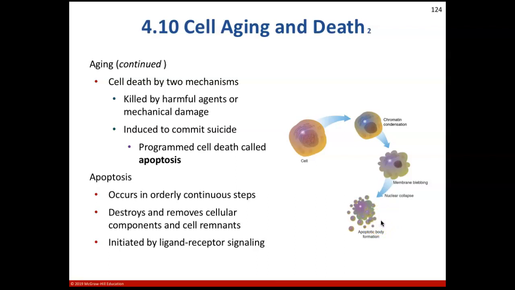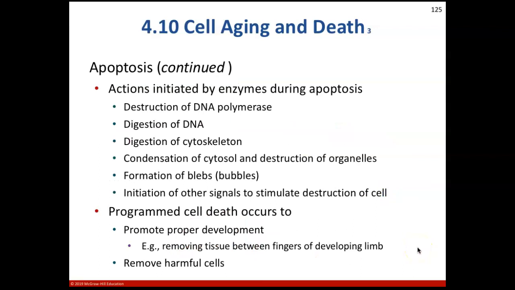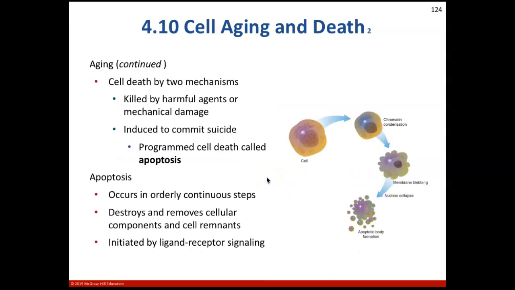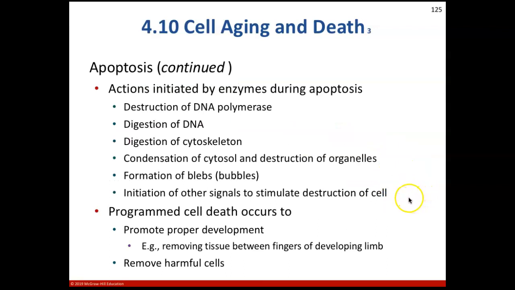It's initiated by the ligand receptor signaling that we talked about in our previous sections. Our actions are initiated by enzymes during apoptosis. So we will have destruction of the DNA polymerase, digestion of DNA, digestion of the cytoskeleton. We'll start to see condensation of the cytosol and destruction of organelles, formation of those blebs or bubbles that we saw in this previous photo, and then initiation of other signals to stimulate destruction of the cell.